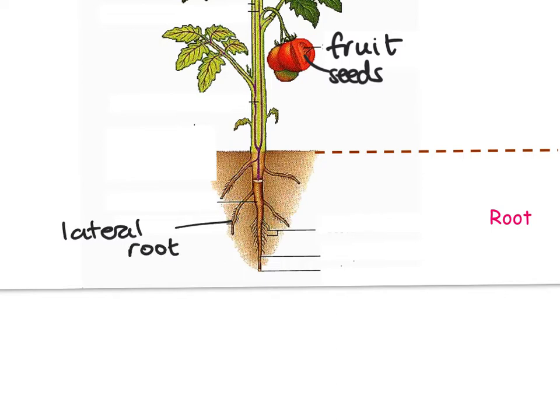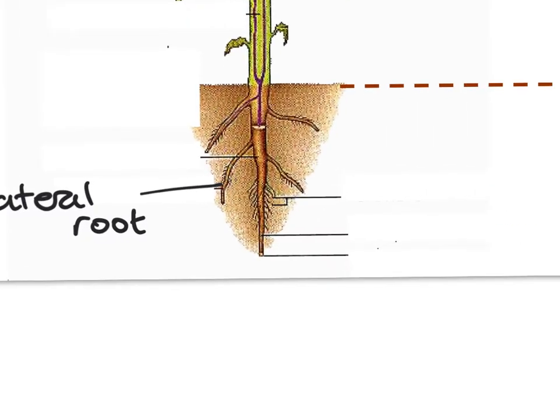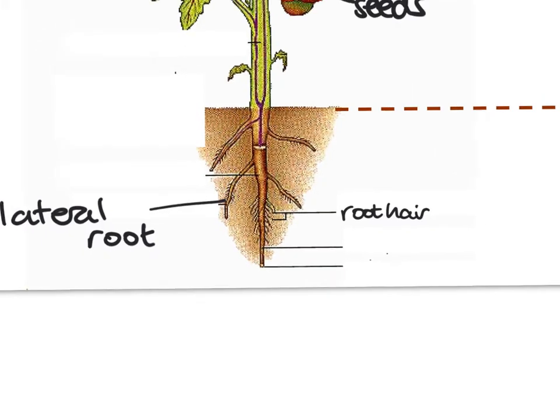The main root is called the primary root. At the bottom there, we've got root hair cells with the little root hairs coming out. And then we've got the root cap and the root tip there at the bottom.